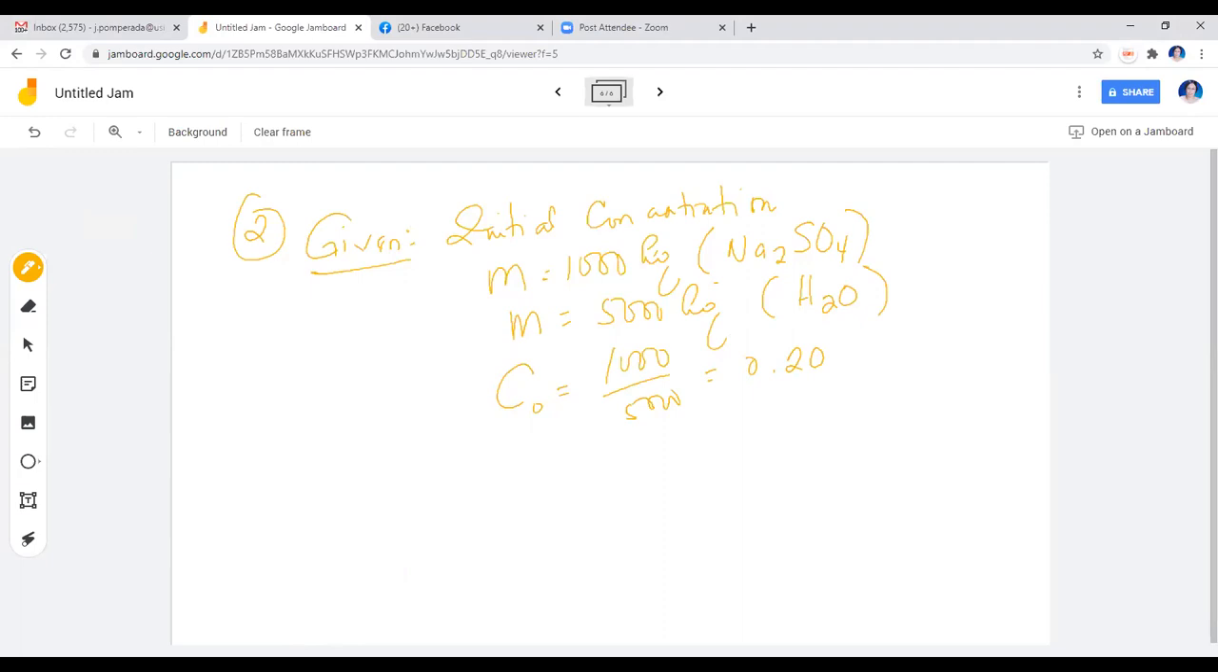Okay, now please check what I'm writing there. I go to the problem. It says there, the molecular mass of sodium sulfate is 142.